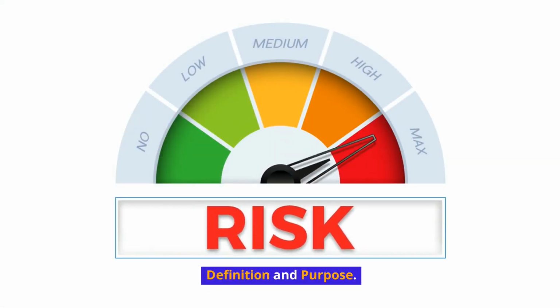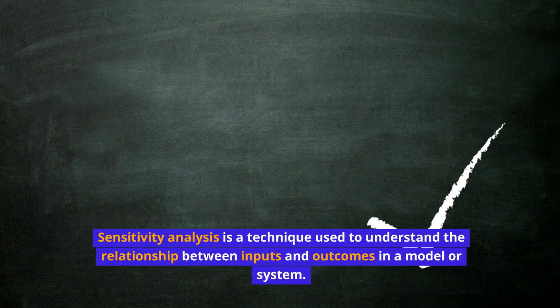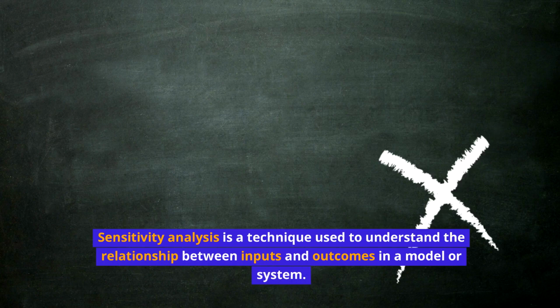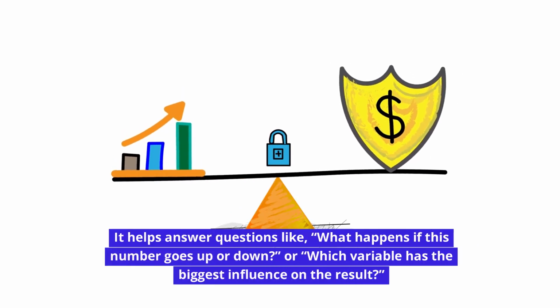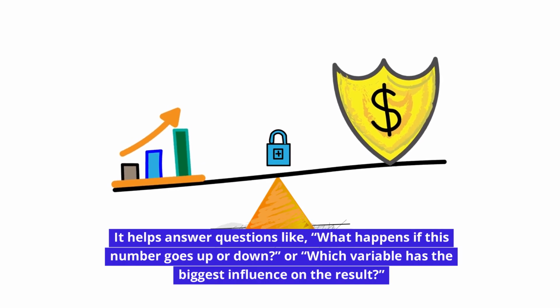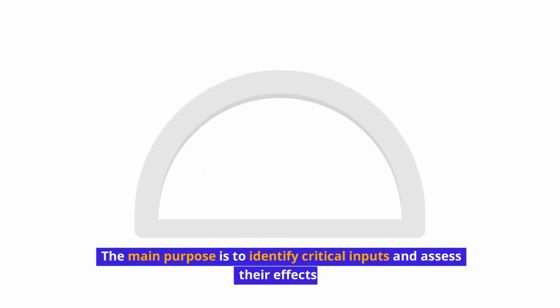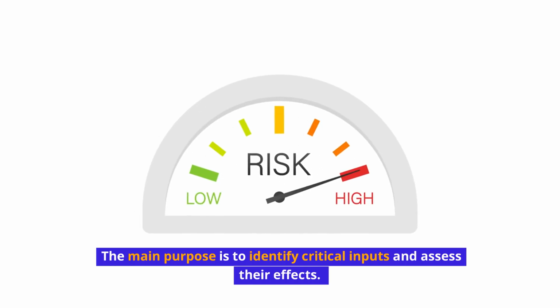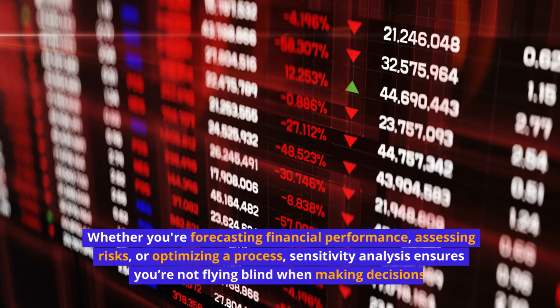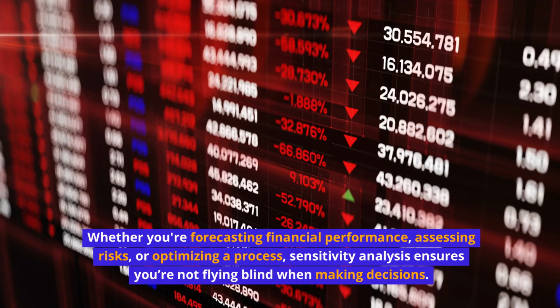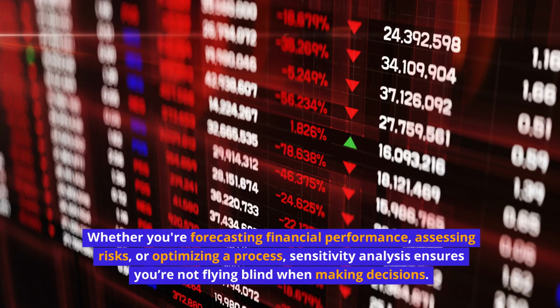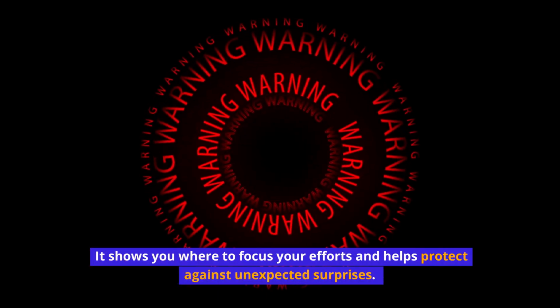Definition and purpose. Sensitivity analysis is a technique used to understand the relationship between inputs and outcomes in a model or system. It helps answer questions like, what happens if this number goes up or down? Or, which variable has the biggest influence on the result? The main purpose is to identify critical inputs and assess their effects. Whether you're forecasting financial performance, assessing risks, or optimizing a process, sensitivity analysis ensures you're not flying blind when making decisions. It shows you where to focus your efforts and helps protect against unexpected surprises. In short, it turns uncertainty into clarity.